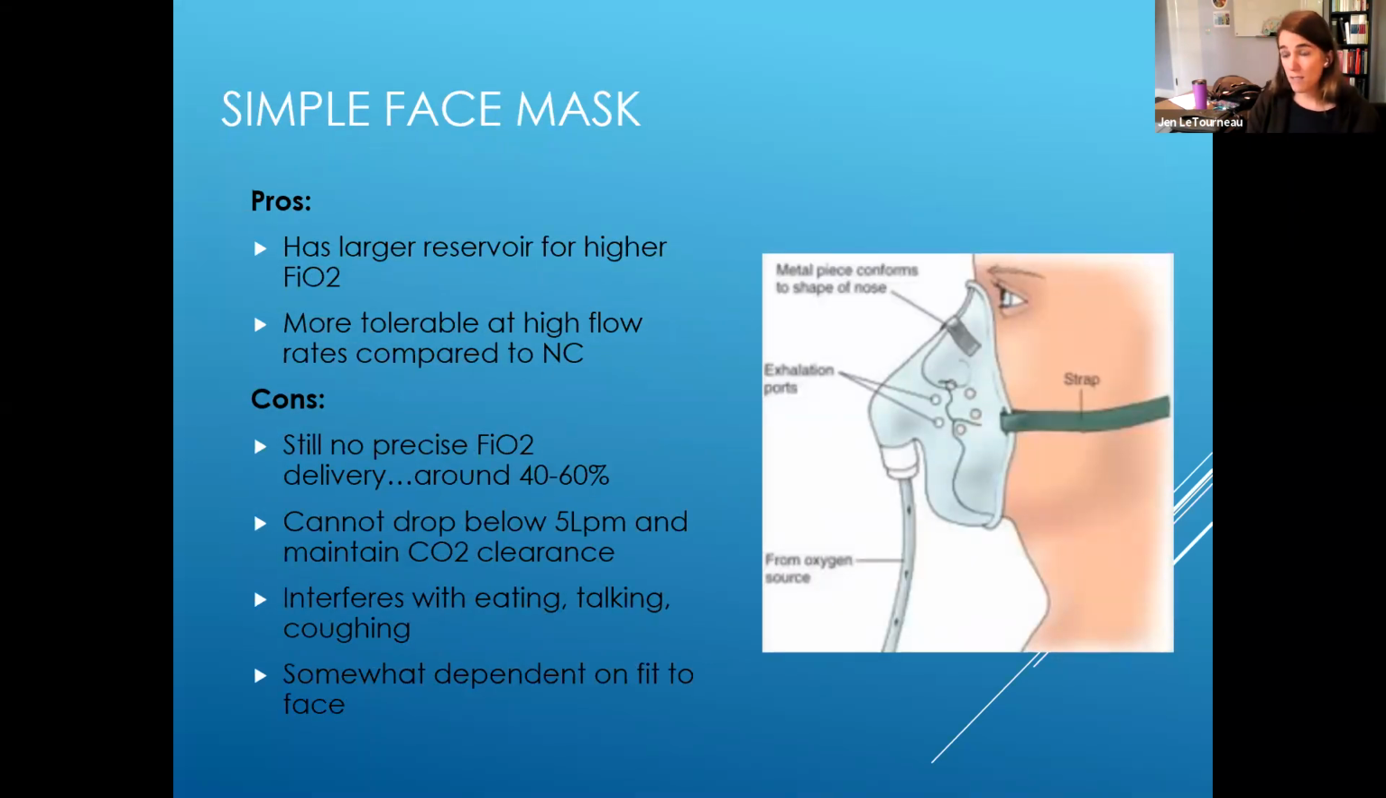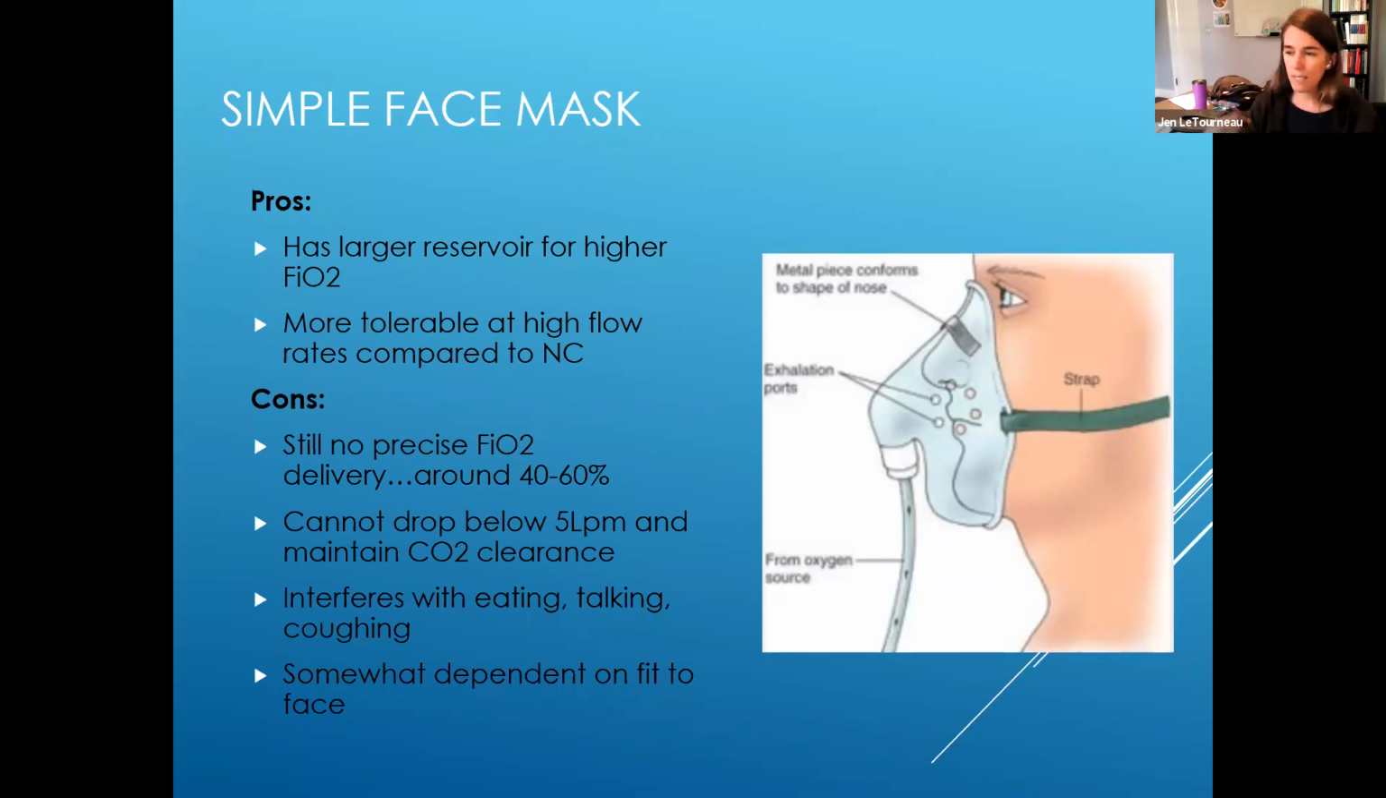You'll see simple face masks. They have a larger reservoir for higher FiO2, so that's right here in the face. People actually can put up with this a little bit better than the nasal cannula because the airflow is going around more areas instead of just shooting in their nose. It's really hard to tell how much FiO2 they're actually on. You can get between 40 to 60% FiO2. You have to keep it at least 5 liters per minute so that you will still get CO2 clearance.